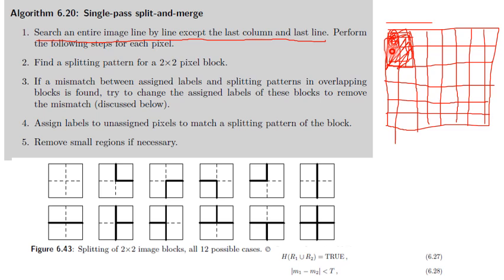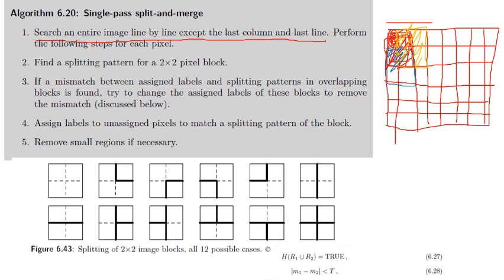So find a splitting pattern for a 2 cross 2 pixel block, and if a mismatch between the assigned labels and the splitting pattern in the overlapping block is found, we try to change the assigned labels of these blocks to remove the mismatch. We will see that. So this is one 2 cross 2 block. The next 2 cross 2 can have an overlap, so it could be like this. Here I'm trying to draw one more 2 cross 2, and there is one more 2 cross 2 very close to it.